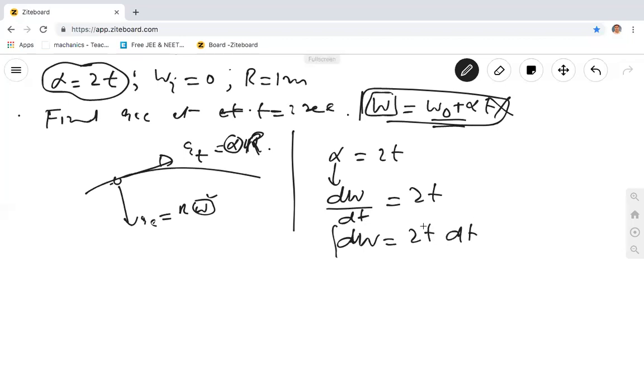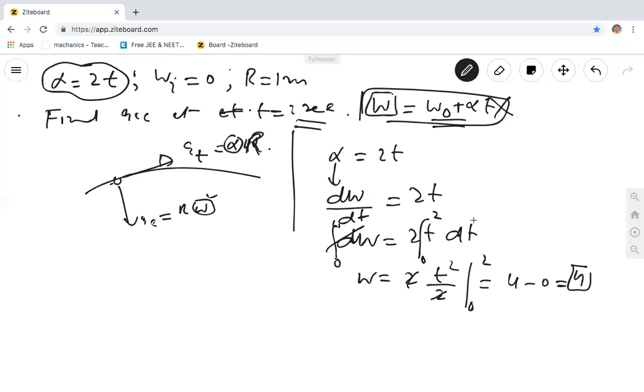If you integrate like this, omega is equal to, because initial omega is 0, so you will give the limits 0 to omega, and 0 to 2, because in 2 seconds. 2 comes out, the integration of t is t square by 2, under limits 0 to 2. The 2 cancels, so 4 minus 0, 4, right? So I got omega.